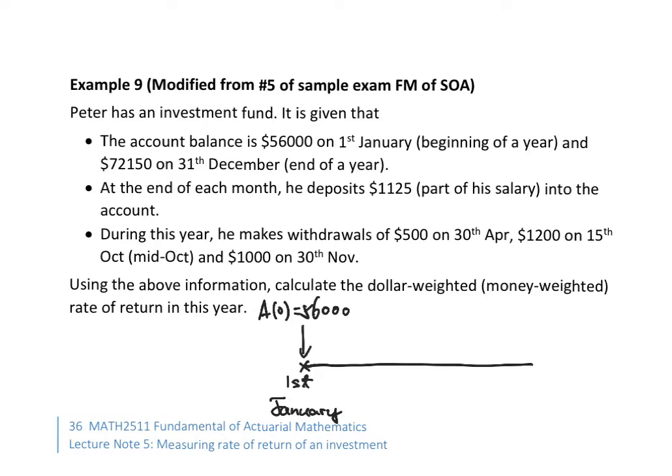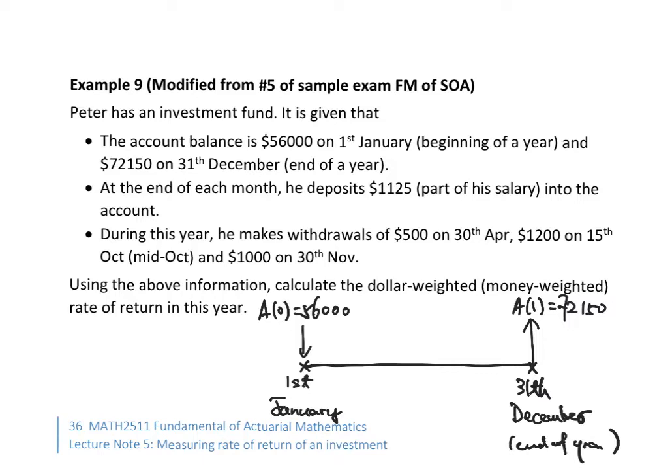Okay, and then we also know that after 1 year, which is at the end of the 31st of December, which is the end of the year, then it will grow to 72,150.